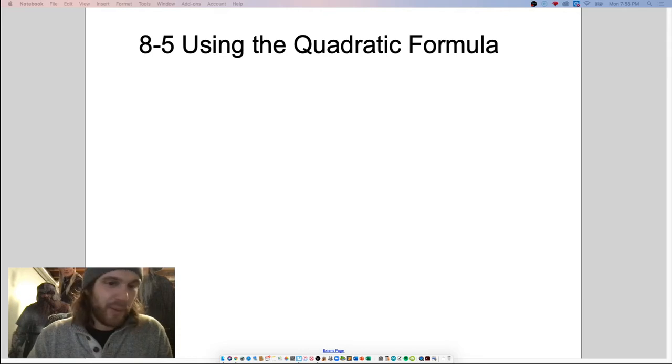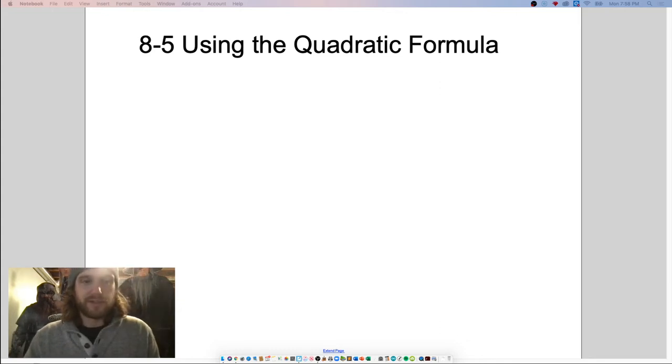Old trusty quadratic formula has always been there for me when I was in peril trying to solve a quadratic and couldn't figure it out. Boom, quadratic formula, solve the problem. No issues whatsoever. So let's hop to it. Let's jump right in and make this happen.